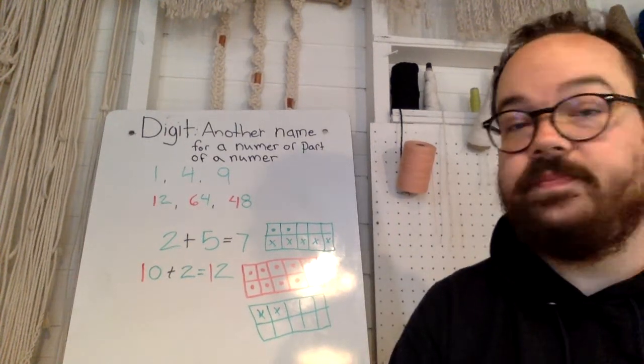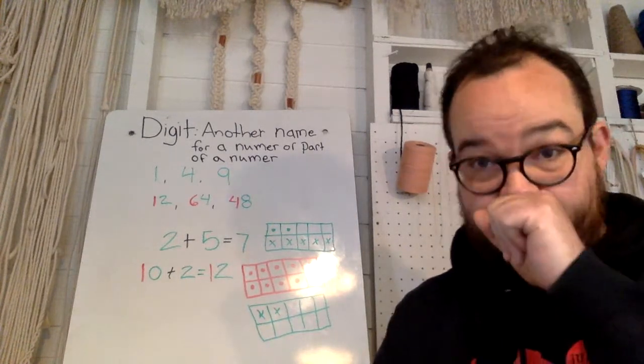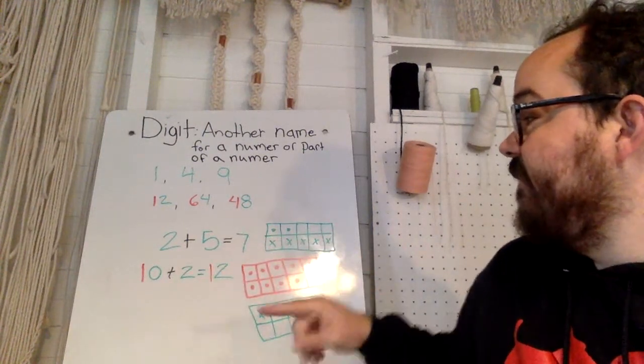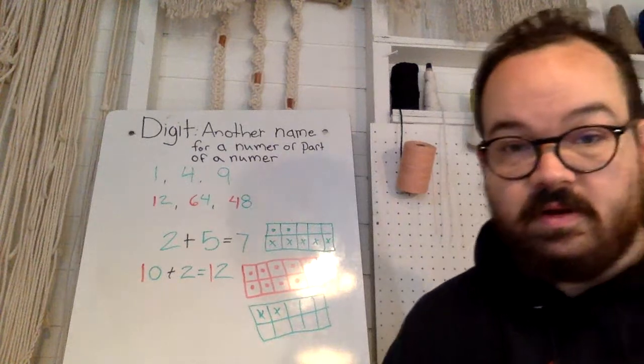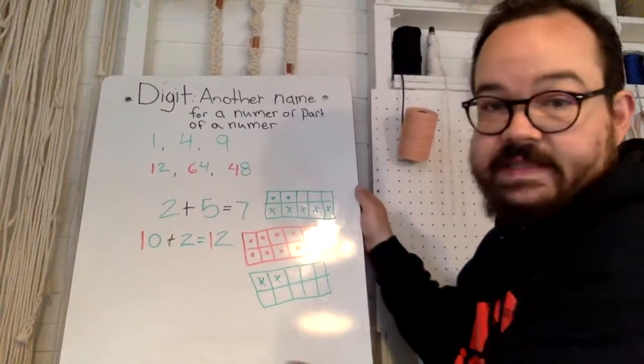So here we've got our number, our 10 frame. I don't know why that was so hard for me to remember. We've got our 10 frame, and we've got our 2 plus 5 equals 7 of those squares filled in. And I've got a little bit of a glare here. Let me see if I can fix that.